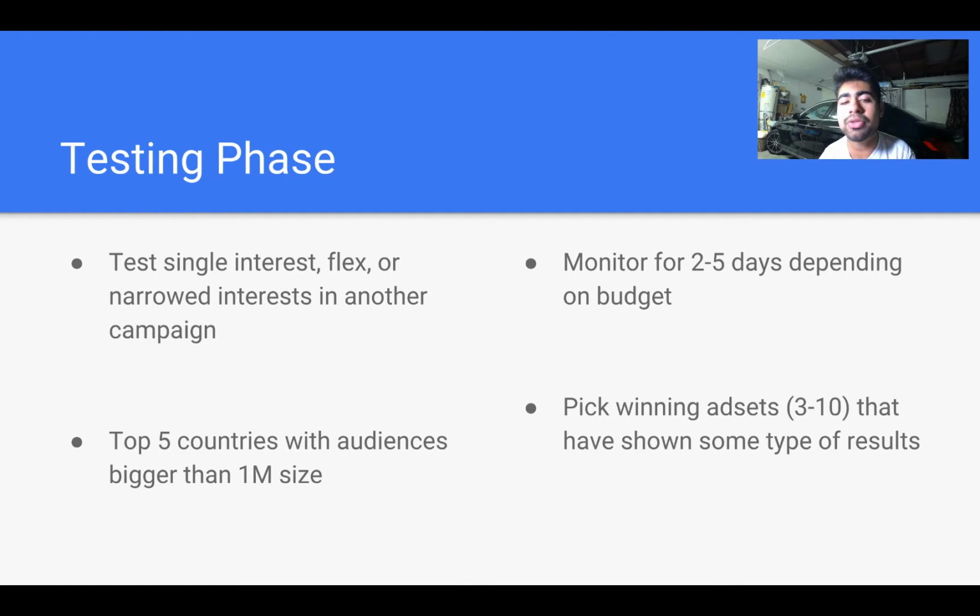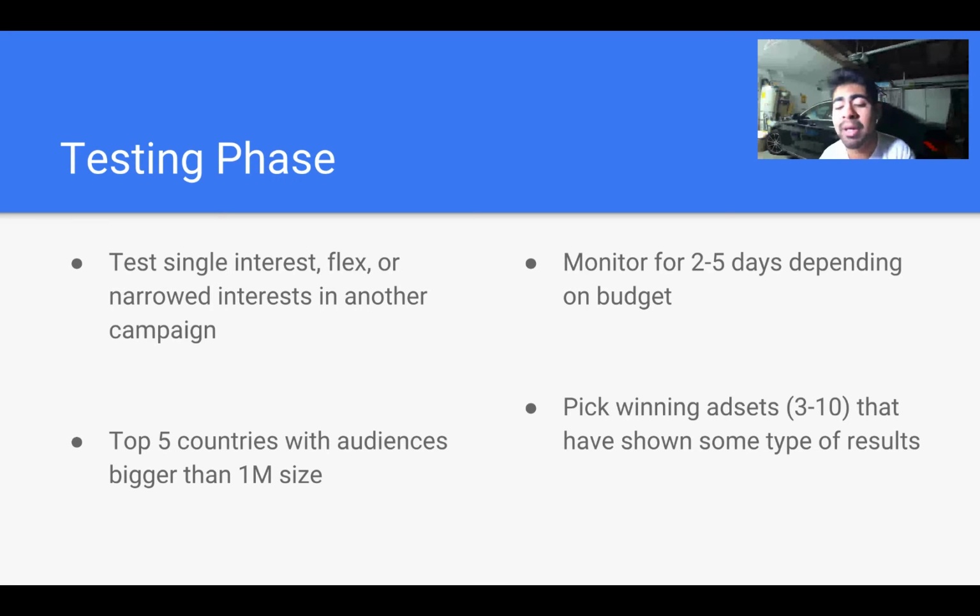But in order for you to start using these CBOs, you need to first test single interest ad sets, or flex the interest and test those ad sets, or maybe narrow the interest down and test those ad sets in a different campaign. The main reason why we do this is so that we can find those winning ad sets which we can use a CBO to scale with. And remember, starting September, this is the only way you're going to be able to use campaigns. So gradually we're going to shift towards just testing products with CBOs. But for now, you need to find specific winning interests so that you can use them within a CBO.